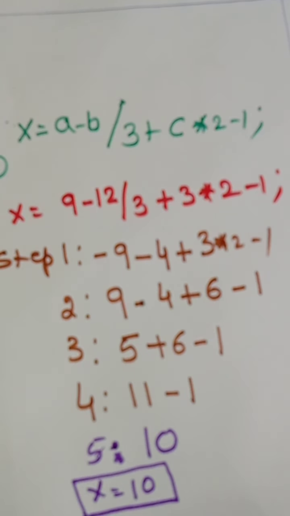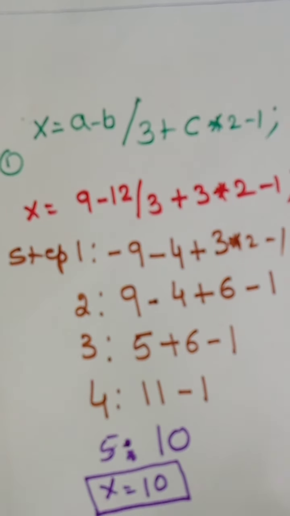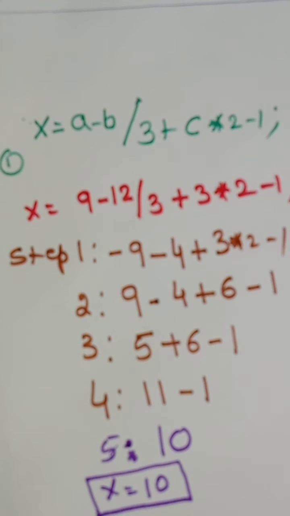Okay, students, similarly you should do it for y and z and find out the values. As I have already told the values of x, y and z, for y you are going to get 7 and for z you are going to get 4. You should get the same answers.